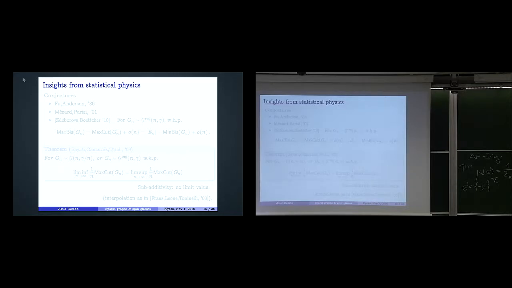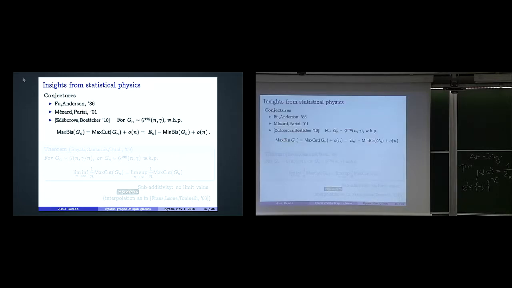Okay, so what are some insights that one can get from statistical physics? So I will start with some conjectures, that is some statements which you can get from statistical physics maybe, but I will actually start with one conjecture, which is very interesting. There have been many other conjectures before, starting with a paper of Fu and Anderson from 1986, in the book of Mezard and Parisi from 2001. There are lots of conjectures and predictions and stuff like that.